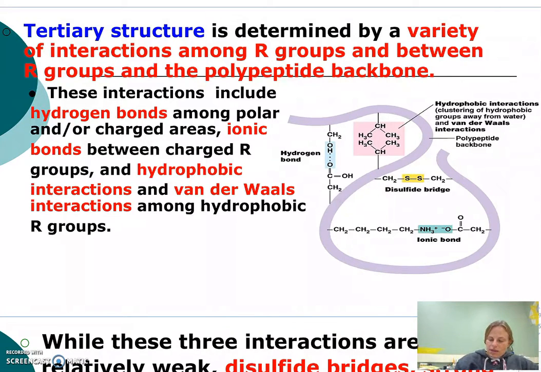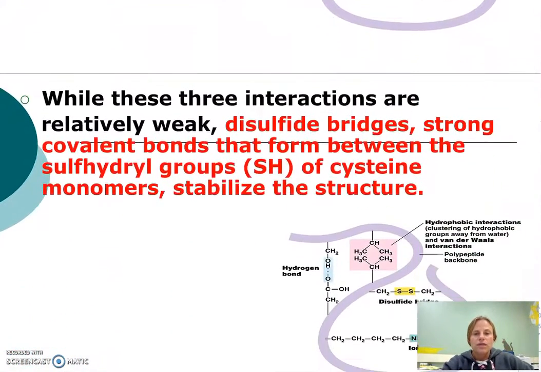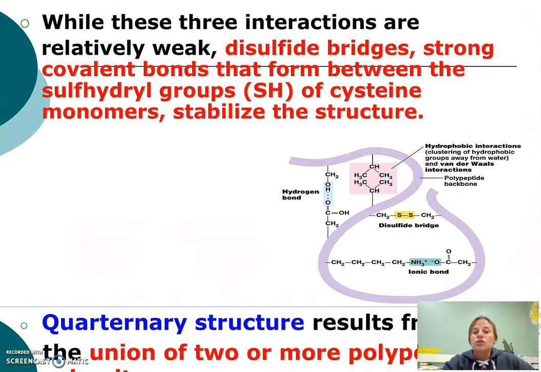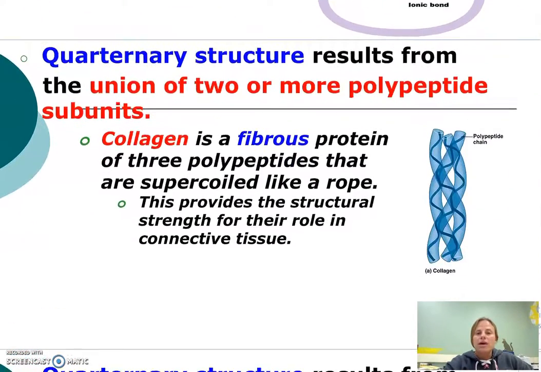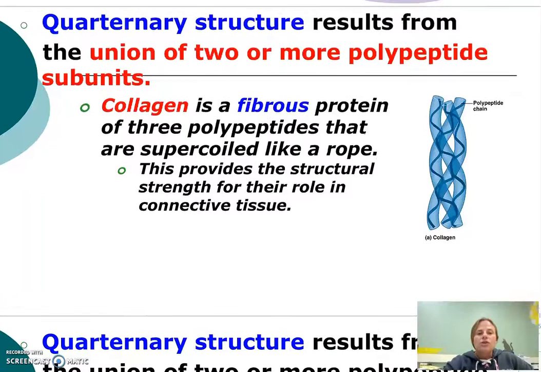Furthermore, you're going to have these disulfide bridges, where you have a covalent bond, which is strong, forming between the sulfhydryl groups of cysteine monomers. So this is what stabilizes this structure. Lastly, when I have R group interactions between different polypeptides, I start to form my protein.